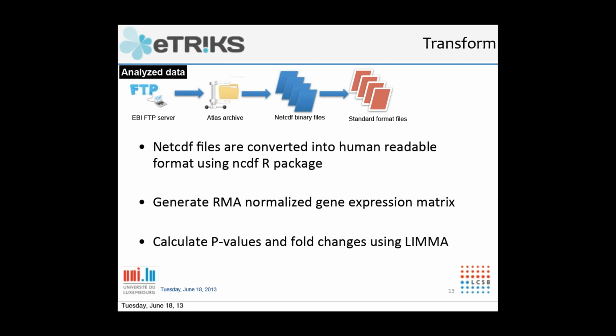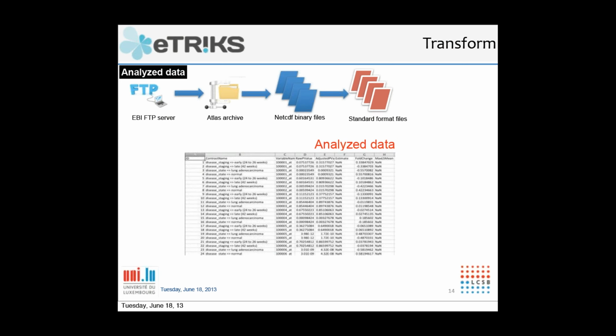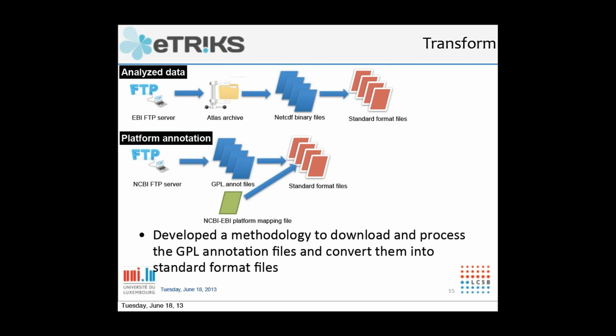When we download, the files are in something called netCDF, which is a binary format. So we convert this binary format into human readable by using the ncdf4 R package, and generate the RMA normalized data. This is the data matrix, and from this we calculate the p-values and fold change using the limma package. Then this is the typical standard format file that is ready to load into tranSMART by using the ETL.